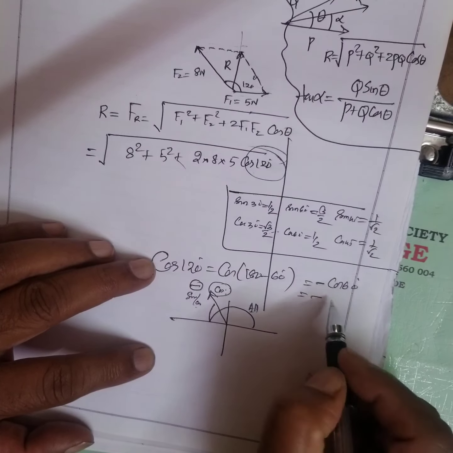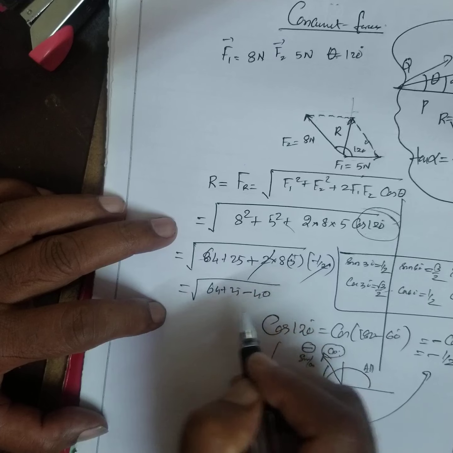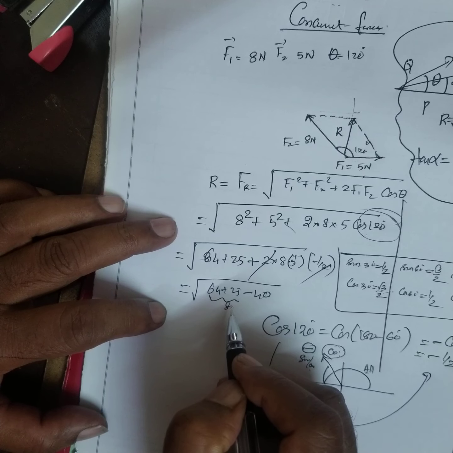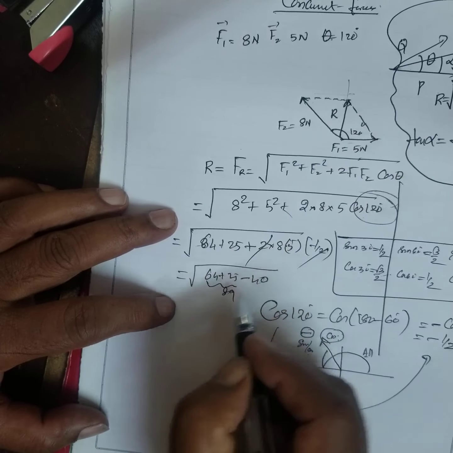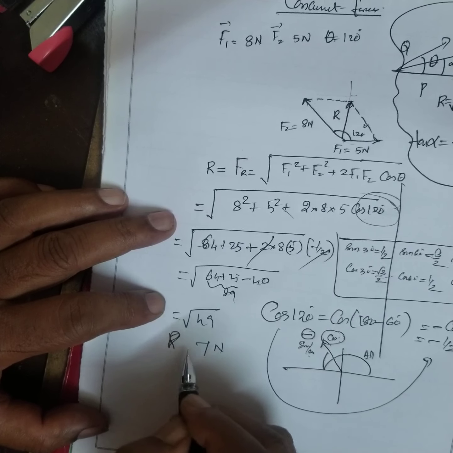Therefore cos 120 is minus half. So square root of 64 plus 25 plus 2 into 8 into 5 into minus half. The 2 gets cancelled. Therefore 64 plus 25 minus 40, which is 80 minus 89... so you will get square root of 49, which is 7 Newton. The resultant force is equal to 7 Newton.